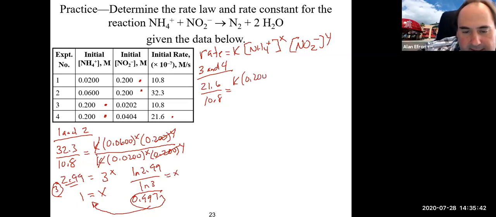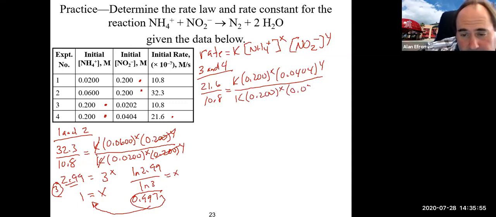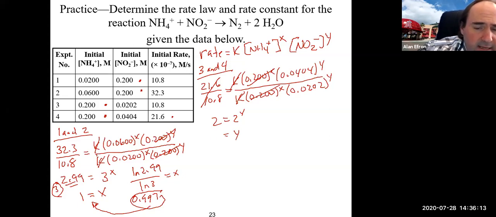0.2 to the X and 0.0404 to the Y, divided by everything for number 3 there, 0.2 to the X and 0.0202 to the Y. Doing this, I believe we got a 2 going on there. Again, going to cancel, and we kept this one constant, so it's going to cancel, giving us a 2 to the Y. So Y, in this case, is equal to 1. If you're not sure, take the natural log of 2 divided by the natural log of 2, which gets you 1 as well. That is mathematically how you do that.